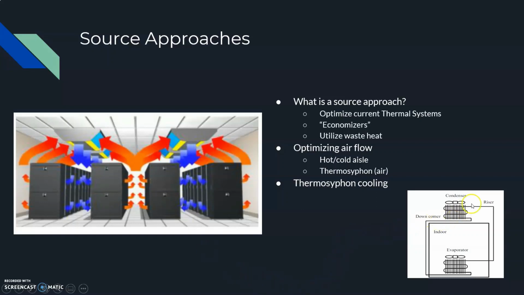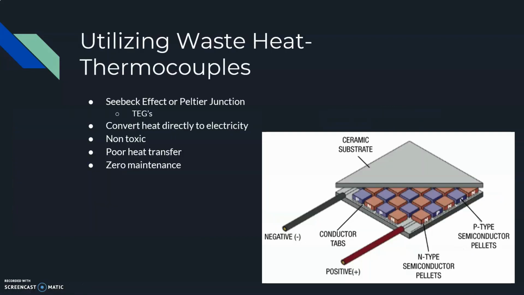Another great example is thermosiphon cooling. It's very similar to the C-rack systems, except it doesn't use a compressor or an expansion valve. The fluid simply moves on its own. It evaporates, moves up, condenses, moves down, taking heat with it in the process. And these don't require any mechanical input, so they're actually very efficient. Now, a good way to utilize waste heat is using what's called a thermocouple.